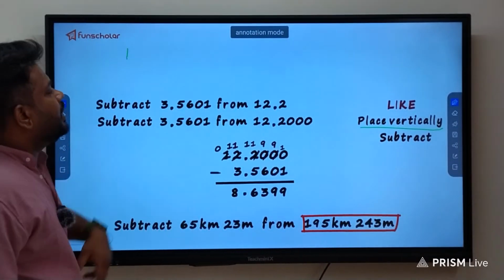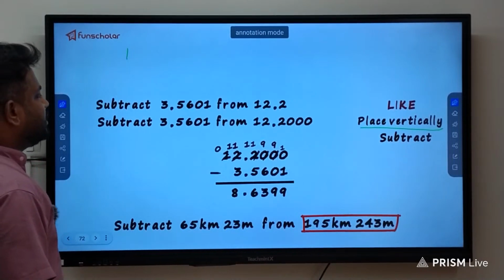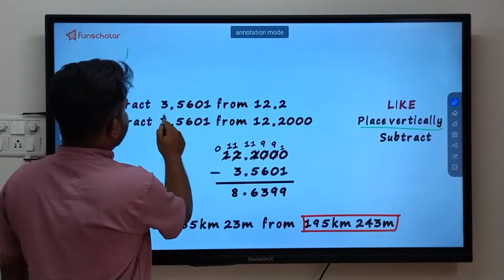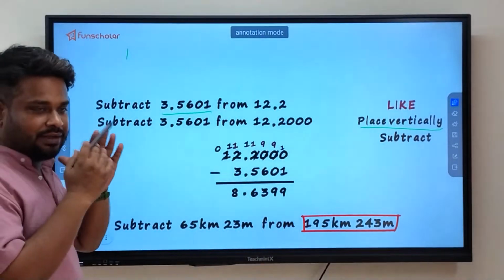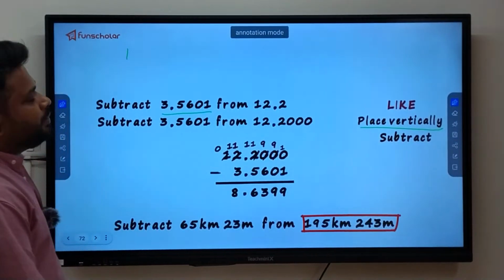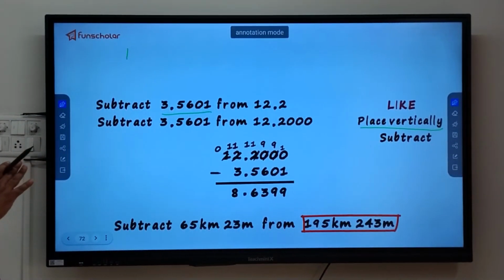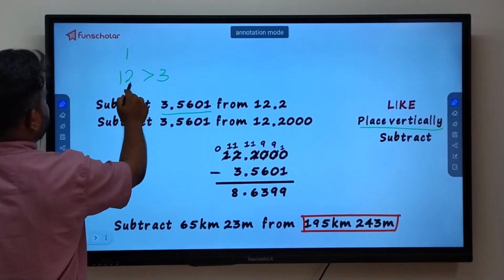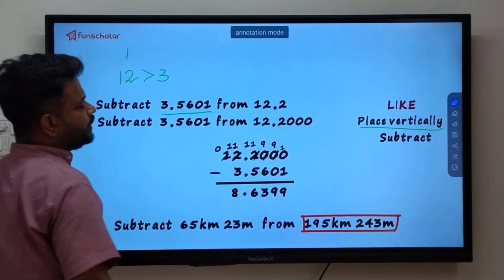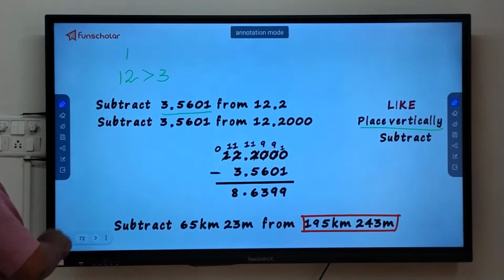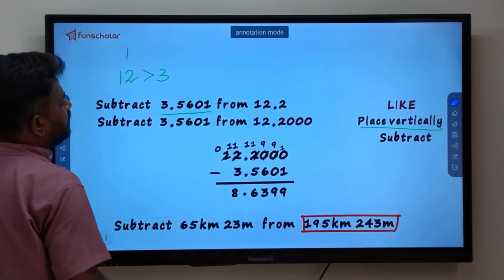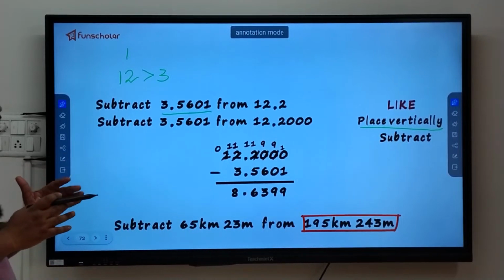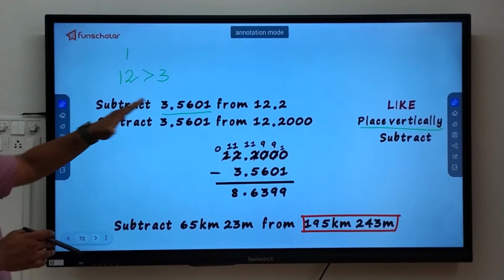Like here we have 3.5601 and 12.2. You may be thinking that 3.5601 is the bigger number just because it has 1, 2, 3, 4, 5 digits. But this is not true, because 3 is always smaller than 12. So 12 will be the bigger number here. So we try to understand which one is bigger just by looking at the numbers before the points.